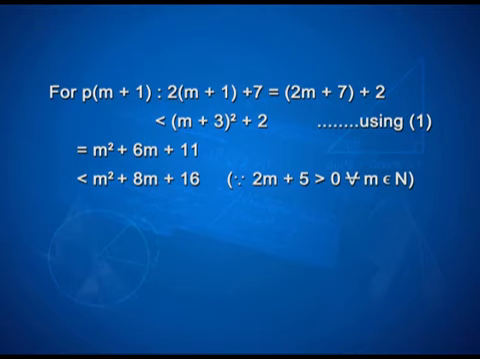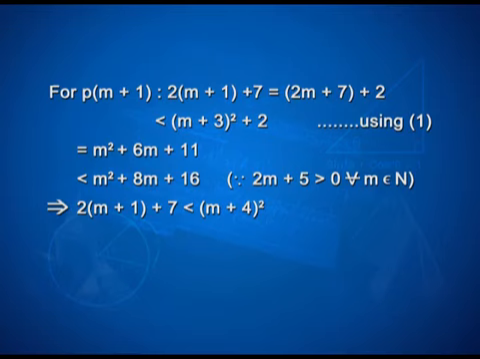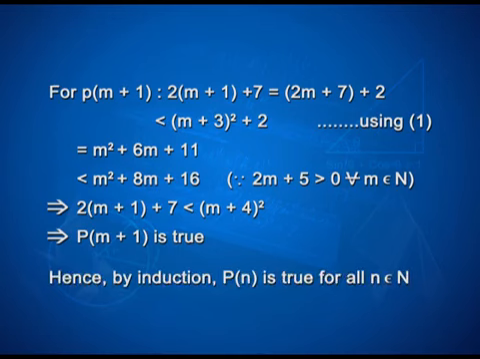Note this step, it is very important here because 2m plus 5 is greater than 0 for every m belonging to N. We could put the inequality sign with the help of this expression. Therefore, this implies 2 into m plus 1 plus 7 is less than m plus 4 whole square. This implies P of m plus 1 is true. Hence, by principle of mathematical induction, P of n is true for all n belonging to N.